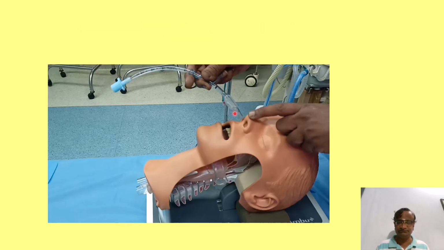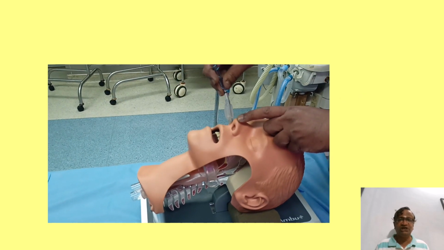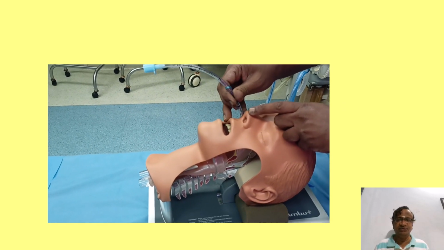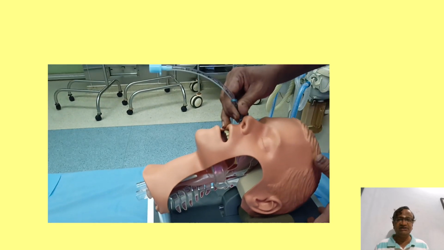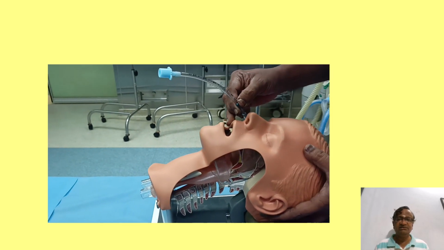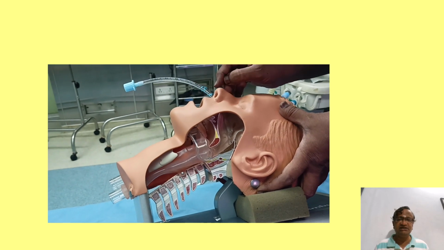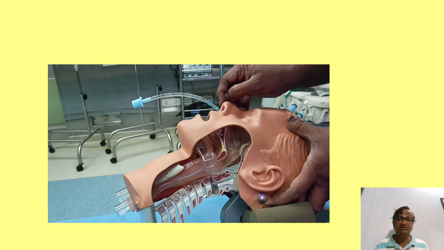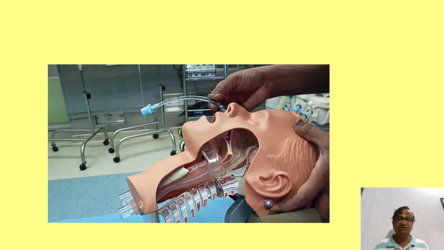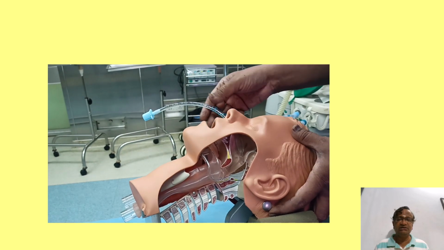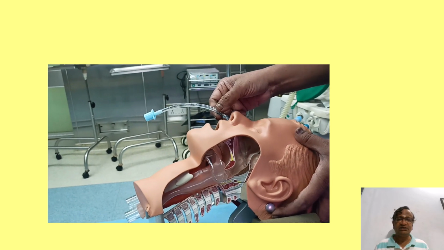Now you can see here. I am introducing the endotracheal tube vertically like this, and there is initial resistance. Now I am in the nasal cavity, and it is coming past the turbinate. After that, I am going like this. You see, I am hitting the nasopharynx. This nasopharynx comes at around 8 to 9 centimeters. So any resistance after 4 or 5 centimeters is going to be the nasopharynx.